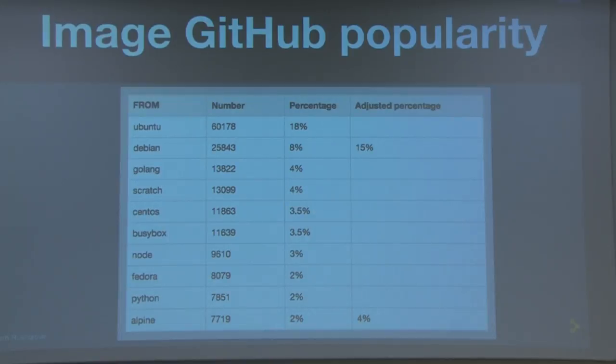And bearing in mind that Java and Python and Node and the others are actually all carrying around Debian, the vast majority of these containers, based on all the data sets that I'm finding, are carrying around entire operating system file systems inside them.